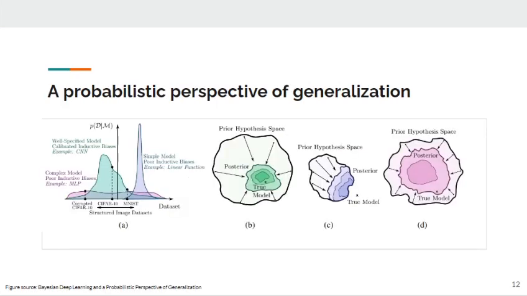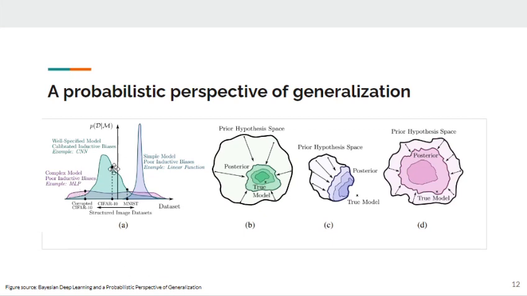And here we have a probabilistic perspective of generalization that is represented by a figure in the article. In section A, we have different models here. On the horizontal axis, we have a conceptualization of all possible datasets. And on the vertical axis, the bias and evidence likelihood for a model.